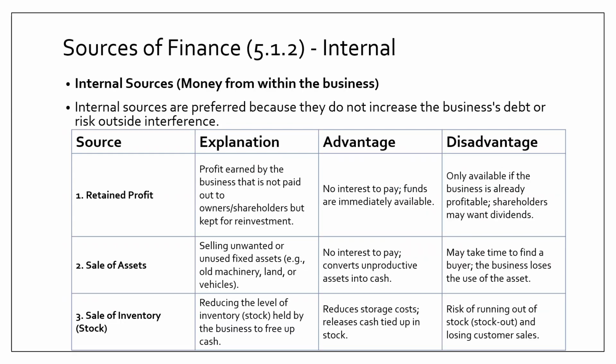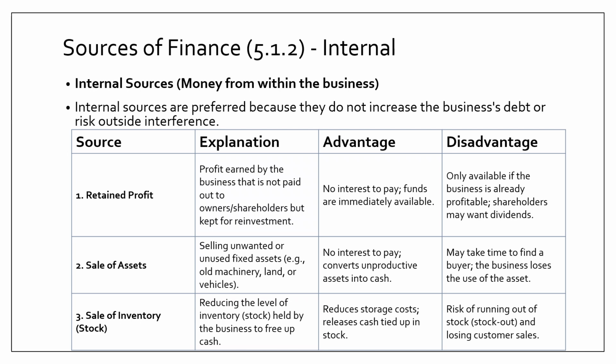Sources of finance, internal. What are internal sources? These are money from within the business. Internal sources are preferred because they do not increase the business's debt or risk outside interference. And how do you get the internal sources? Number one, retained profit. This is the profit earned by the business that is not paid out to owners or shareholders but kept for reinvestment.